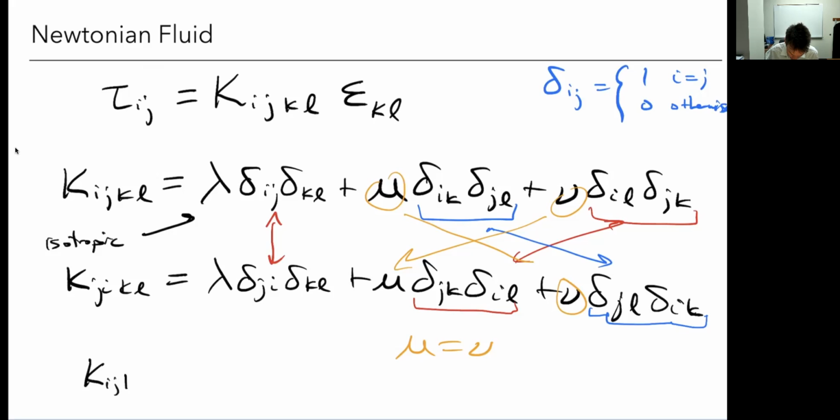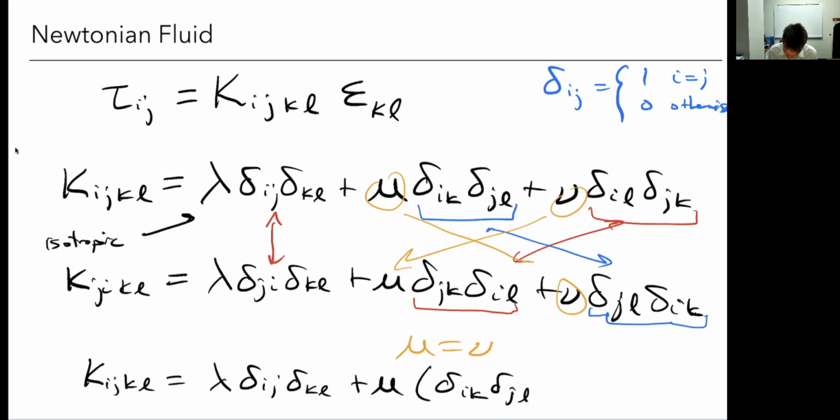So I could write it like this: C ijkl equals lambda delta ij delta kl plus mu. And since this is mu and nu, this is also now mu, then I'm just going to factor that out and add these two terms together. I get delta ik delta jl plus delta il delta jk. Okay, so this is now the most general symmetric isotropic tensor I could have, and I don't have 81 constants. I have two constants, mu and lambda.